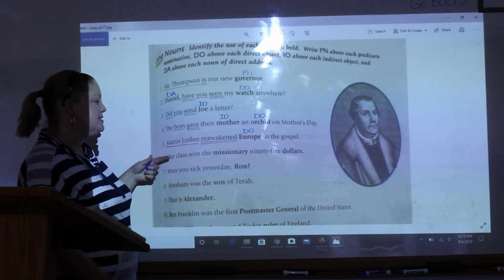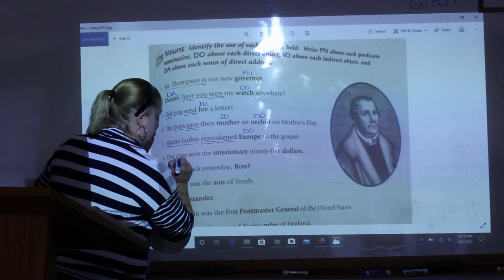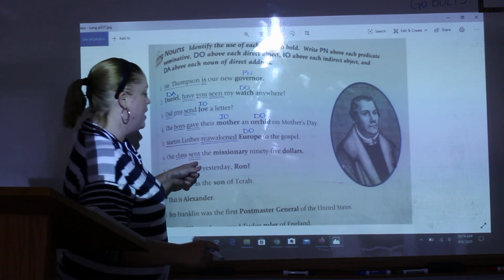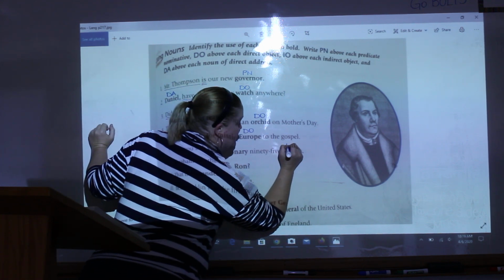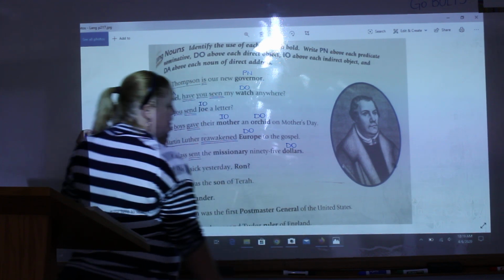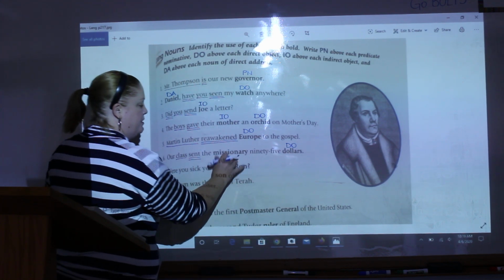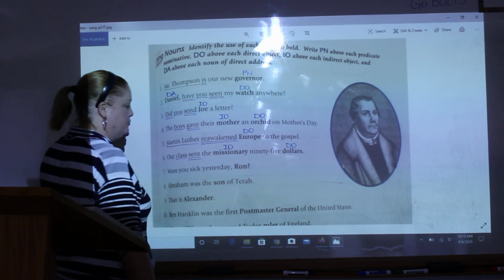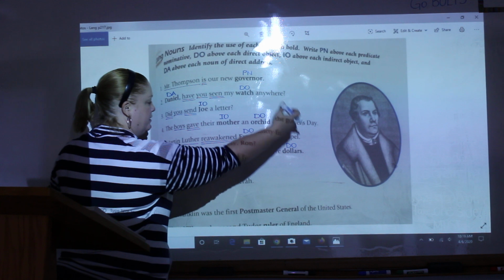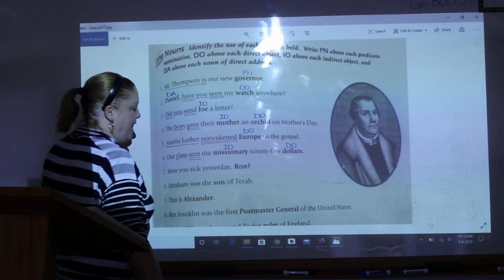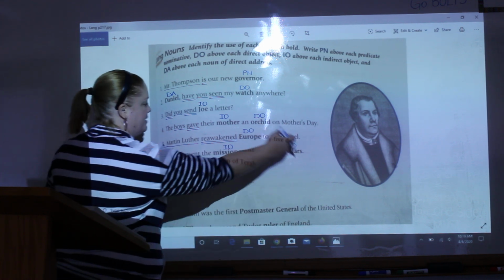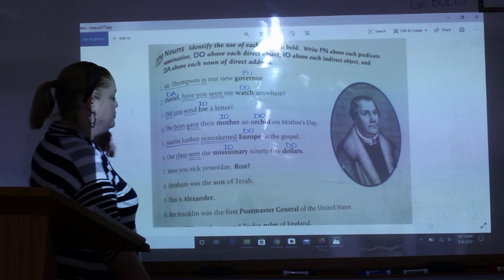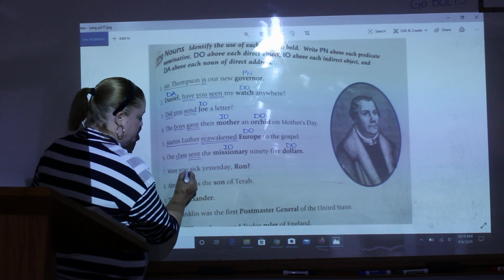Our class sent the missionary $95. So class and sent, we've got an action verb. Sent what? Dollars. So here's the DO. To or for whom? The missionary. So here's your indirect object. It's receiving the action from that. Okay, class sent what? To or for whom? The missionary. All right, were you sick yesterday, Ron?